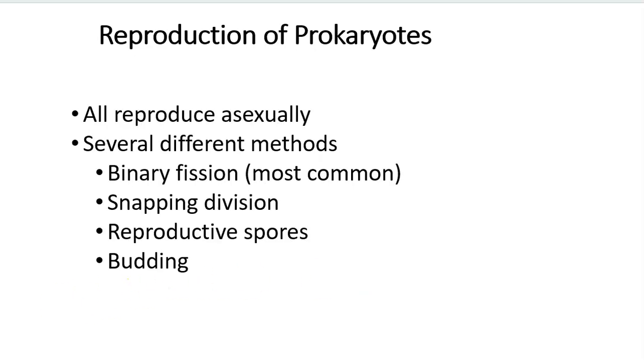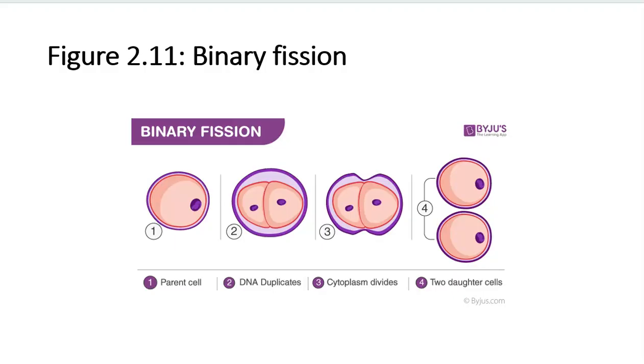All right. Prokaryotes reproduce asexually. All of them reproduce asexually. They reproduce by binary fission, which is the most common. They can do snapping division. They can have reproductive spores. They can bud, all kinds of stuff. All right. So let's kind of look at these.